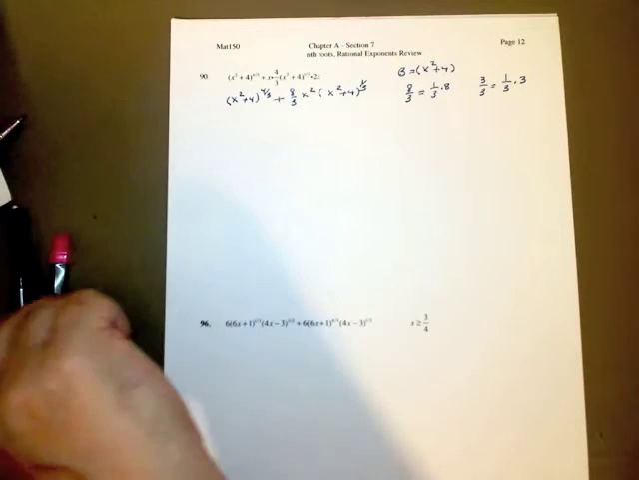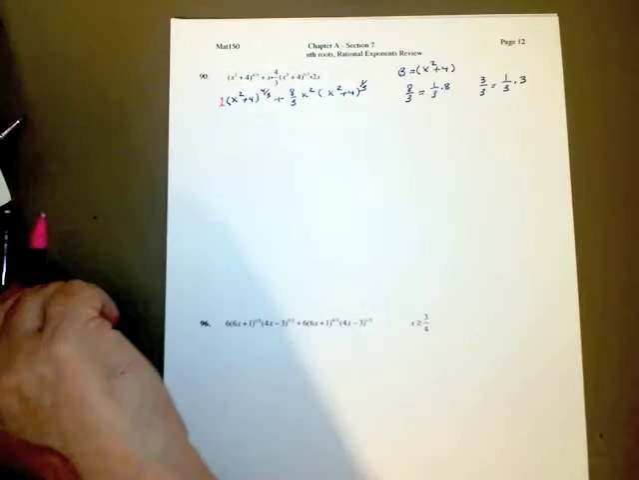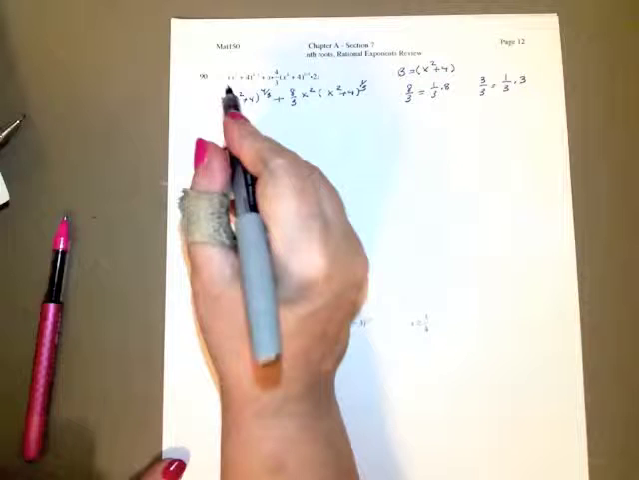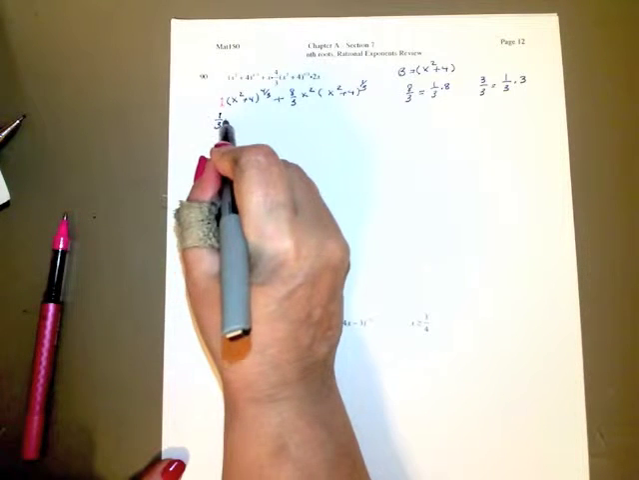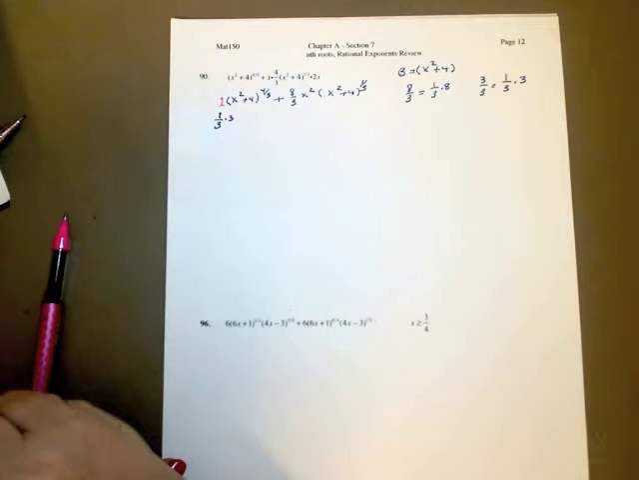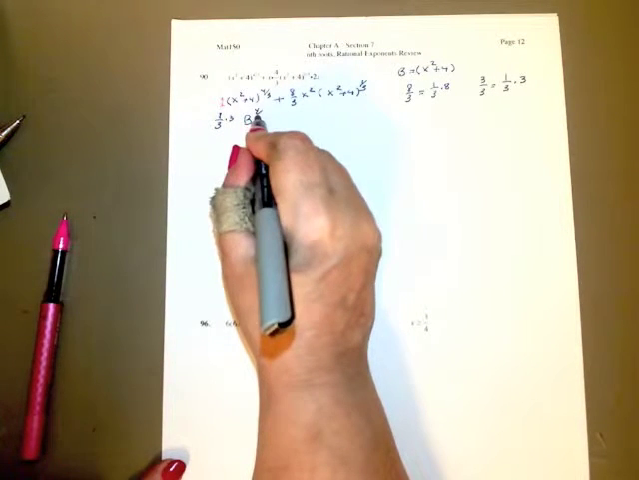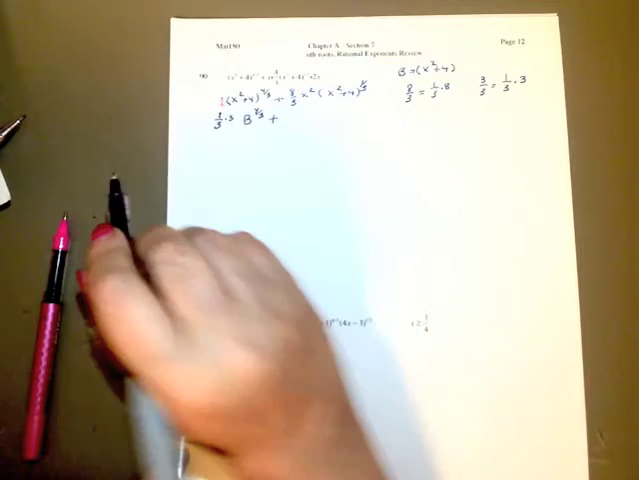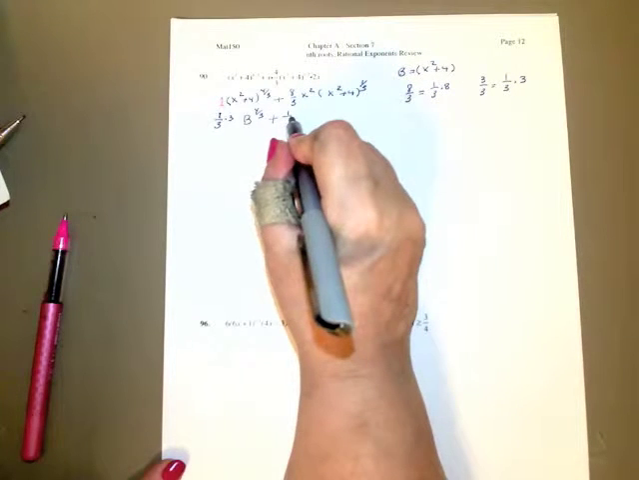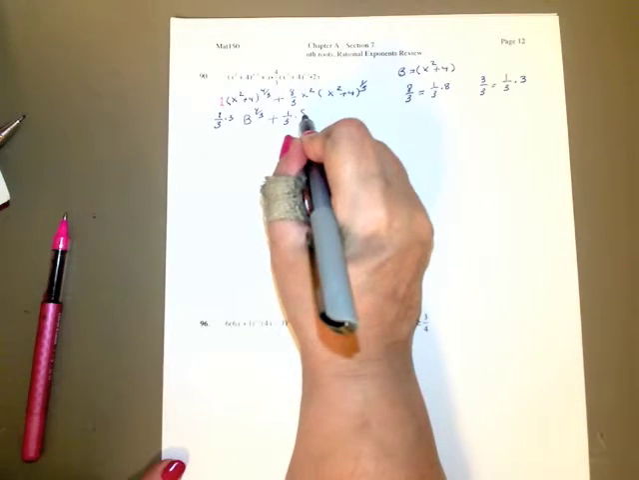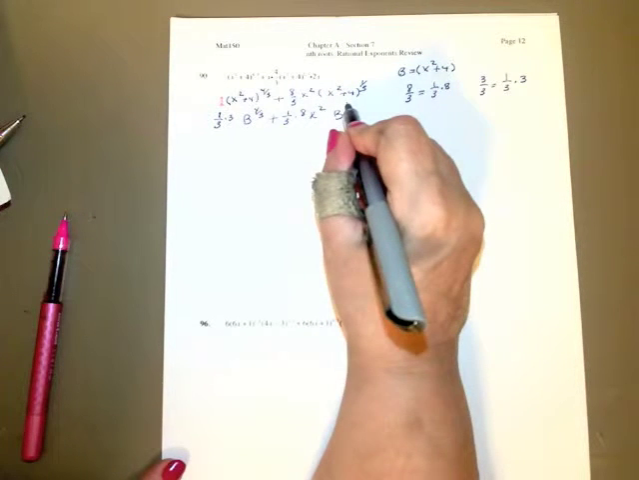So what am I going to need to do? I'm going to need to take the 1 that's in front here and rewrite that as 1/3 times 3. So that's 3/3 or 1. This is going to be a b to the 4/3 plus. Now 8/3 we said is 1/3 times 8. So this is going to be 1/3 times 8 x squared b to the 1/3.